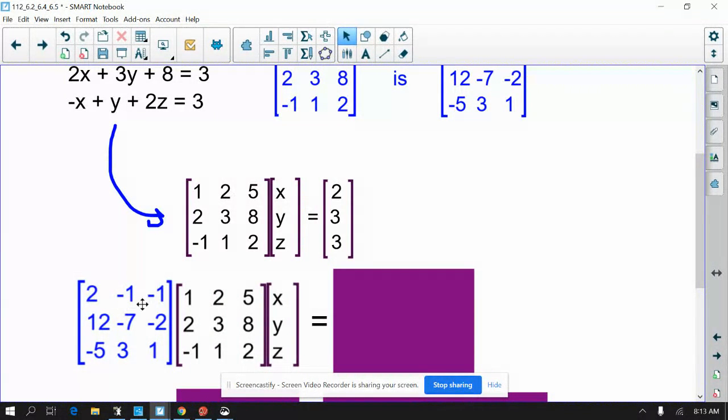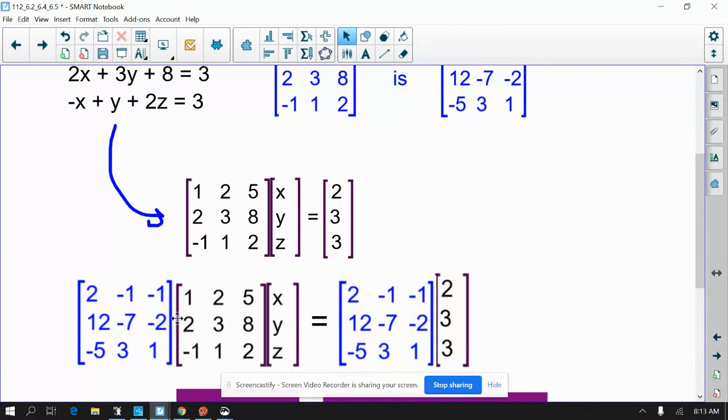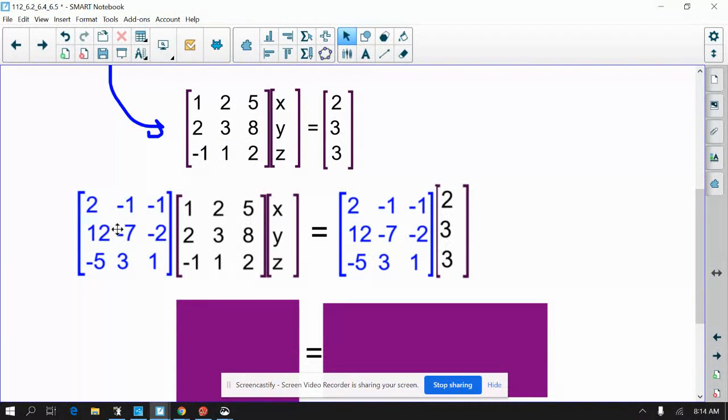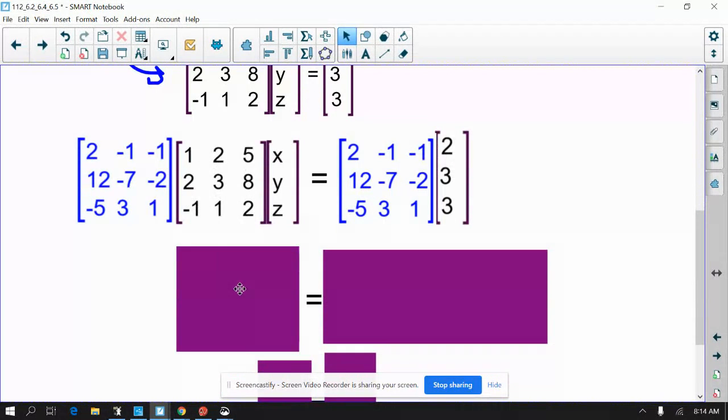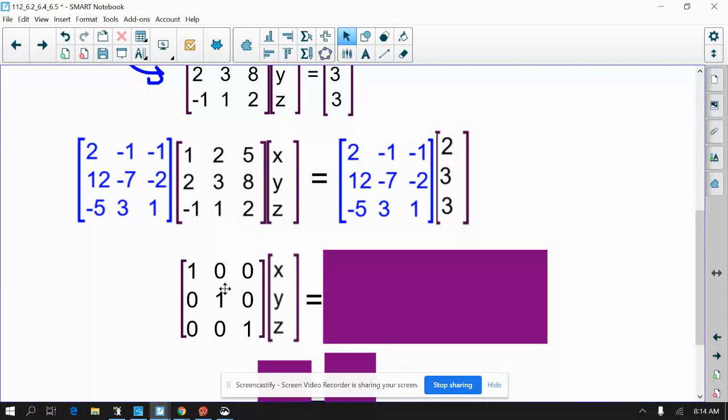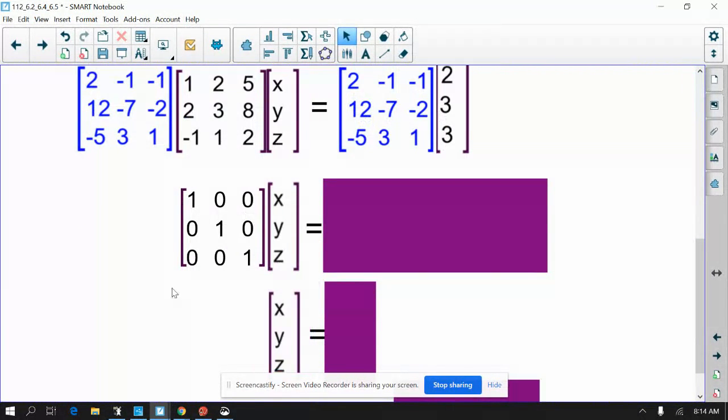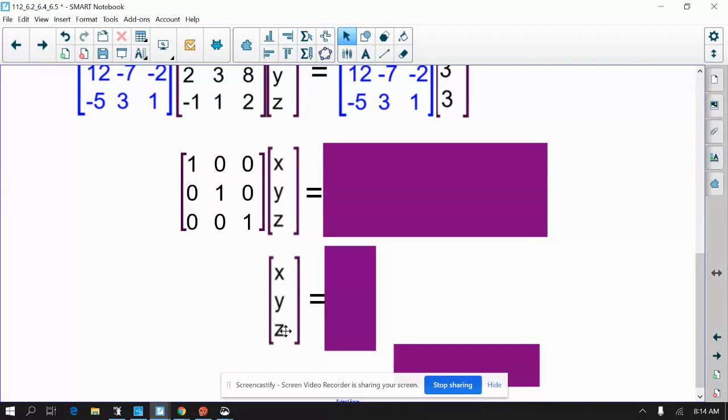Since I multiplied it on the left, I have to preserve that. And with this matrix, keeping the balance, I multiply the same thing on the left of this. Now these two are inverses, so I don't have to really multiply this out. I know that if I multiply inverses, I'm going to get the identity matrix. So the left side is just going to be x, y, z. But the right side is going to be another 3 by 1 matrix, and it's going to be my answers for x, y, and z.